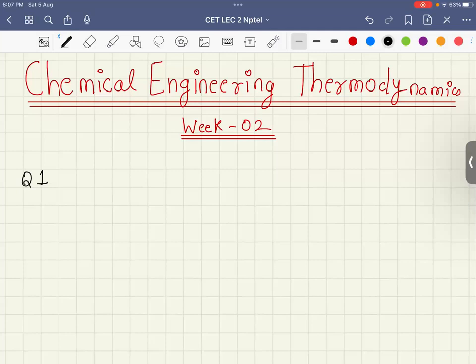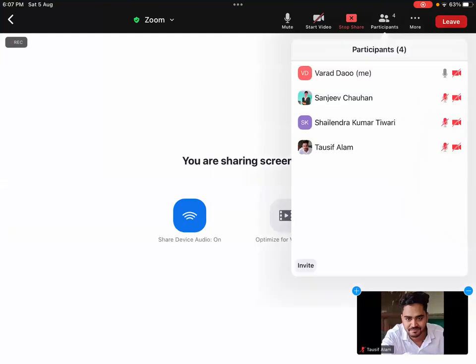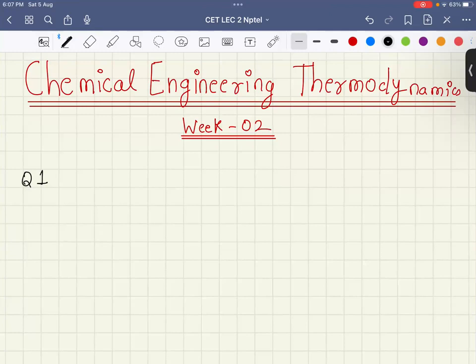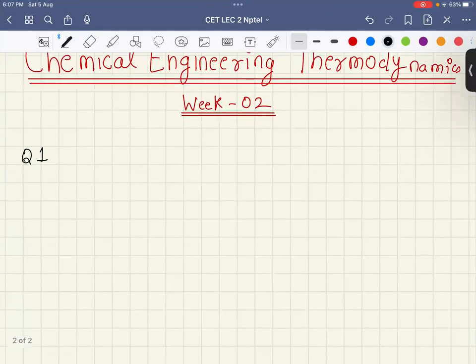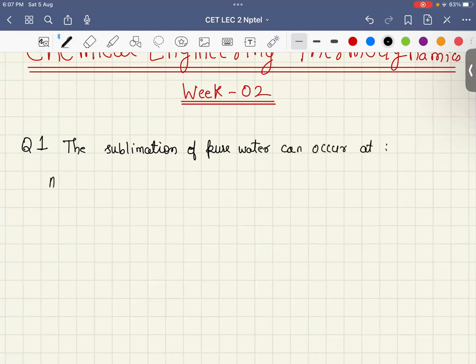Let us start with the first question. It is a relatively easy question. The sublimation of pure water can occur at which of the following options is correct?